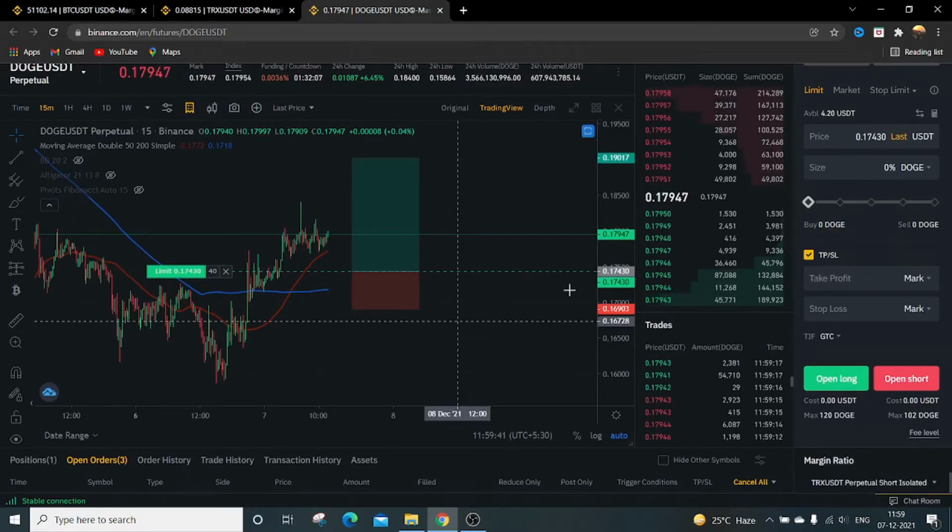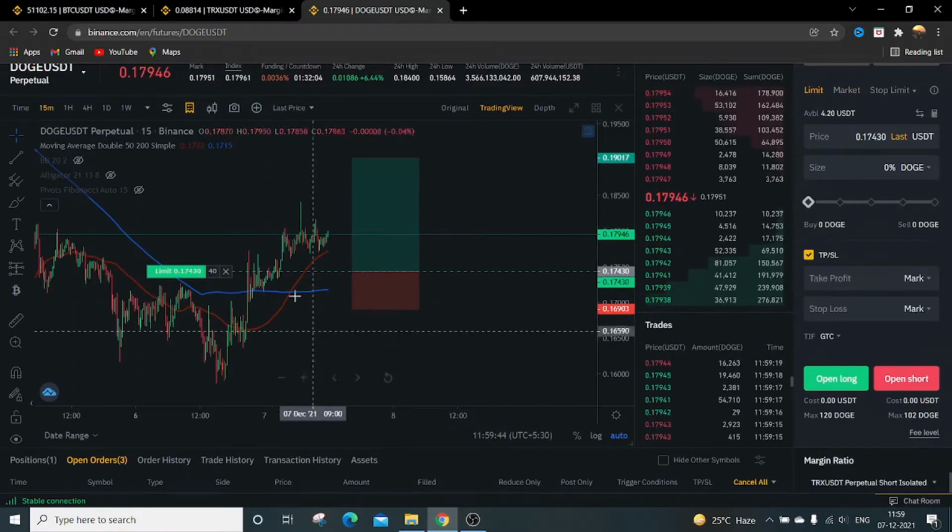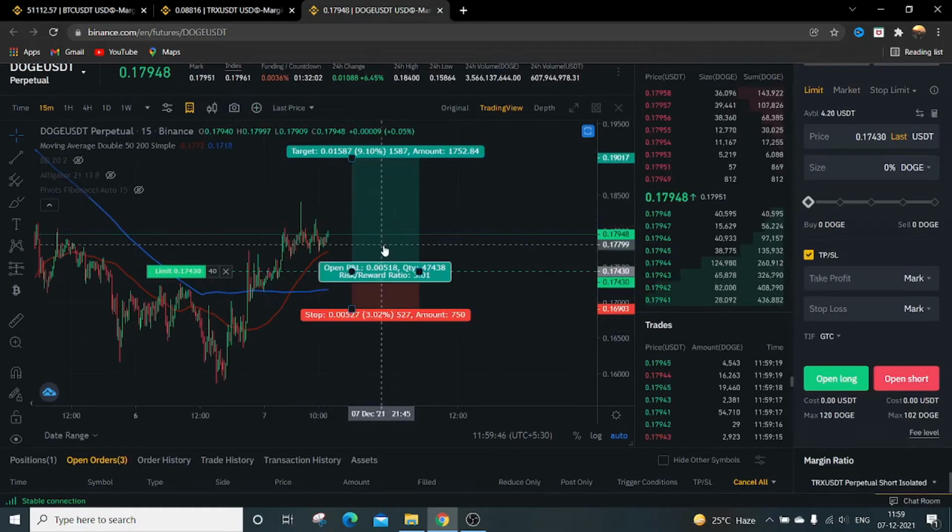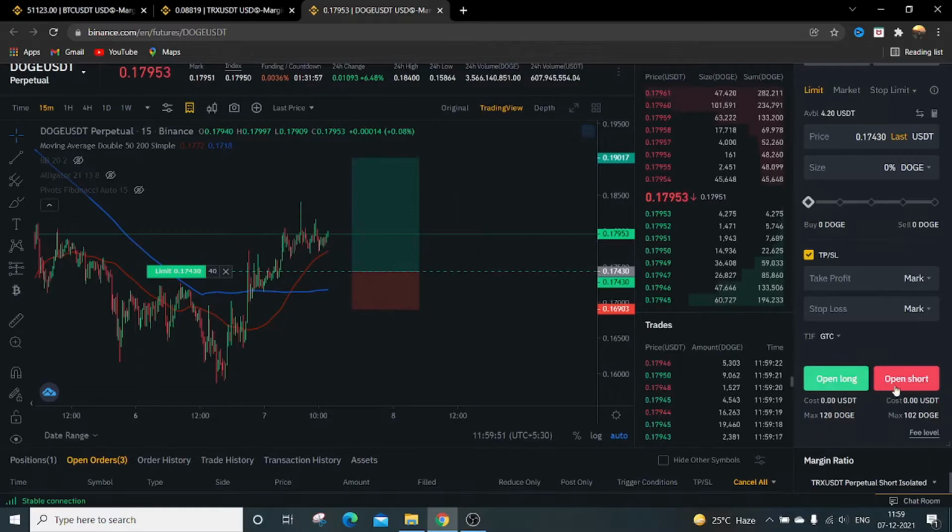You can place both the orders, that is the limit order and the market order. I just showed the example of how to place the limit order for the long position and the short position as well. So in this way you can place the order.